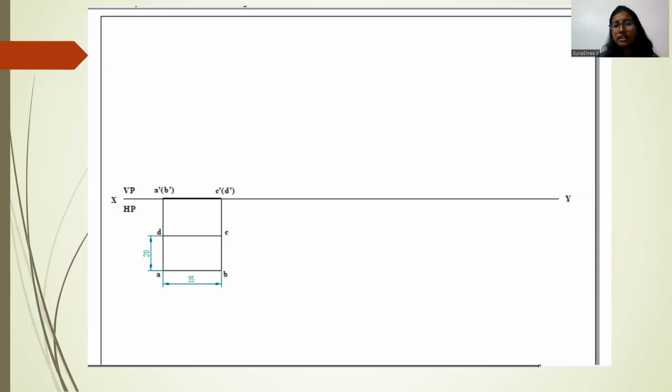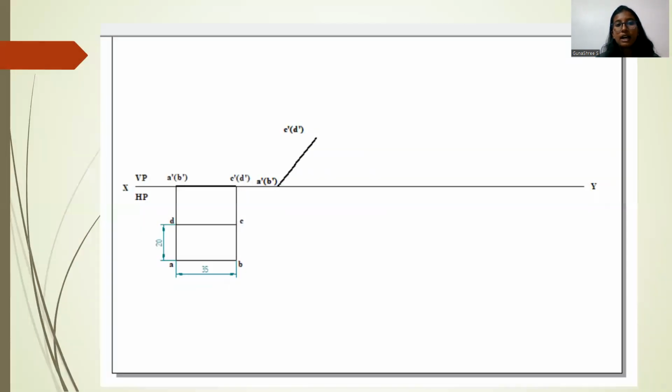After projecting it, draw a thicker line. The thicker line dimension is 0.5 mm and the thinner line dimension is 0.13 mm. Moving on to the next.